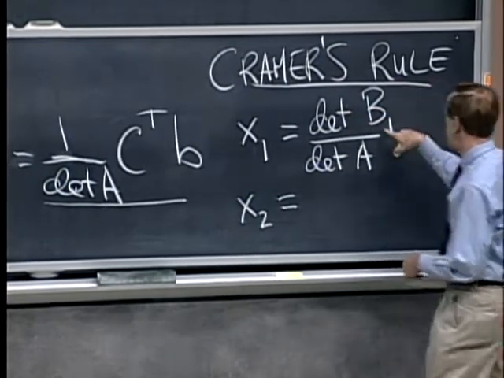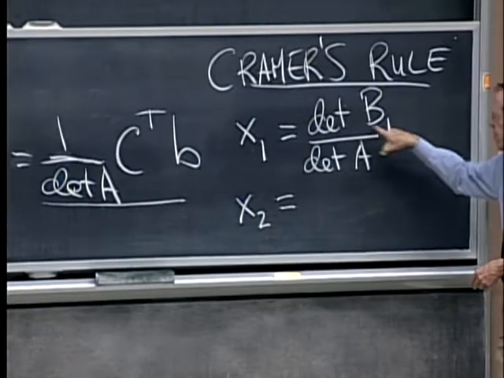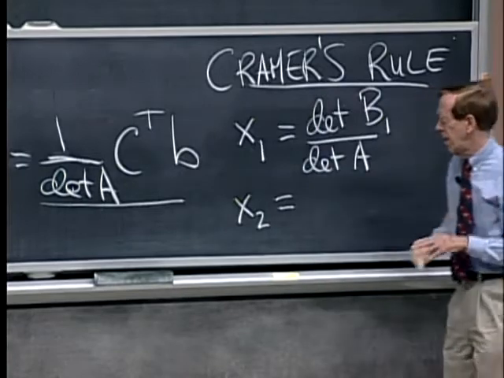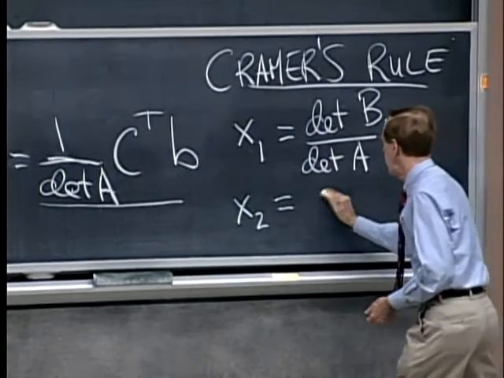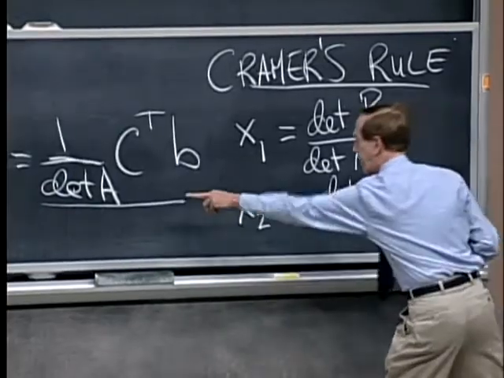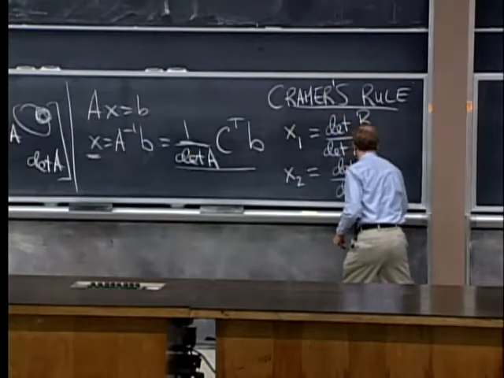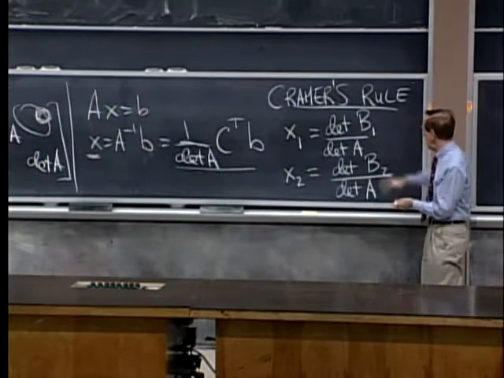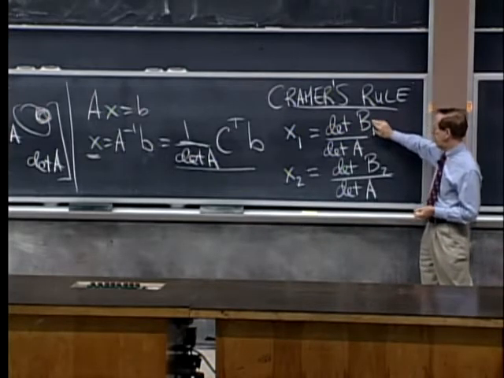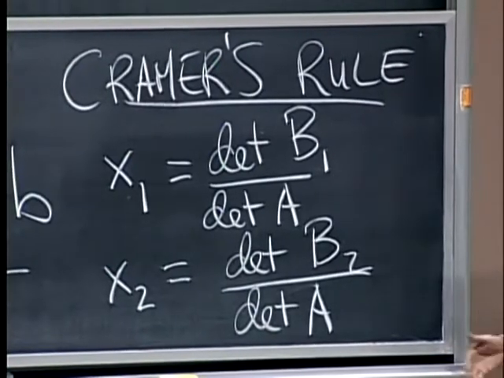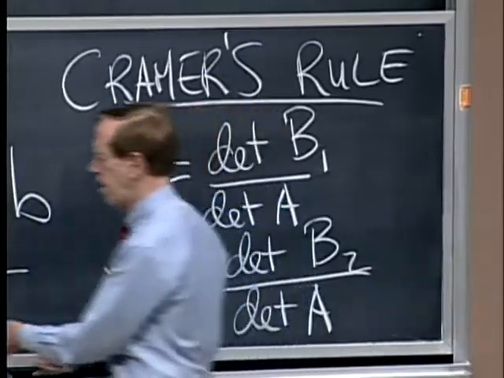So this is a matrix. This is the matrix whose determinant is coming out of that. And we'll see what it is. X2 will be the determinant of some other matrix, B2, also divided by determinant of A. So now Cramer just had a good idea. He realized what matrix it was, what these B1 and B2 and B3 and so on matrices were. Let me write them on the board underneath.